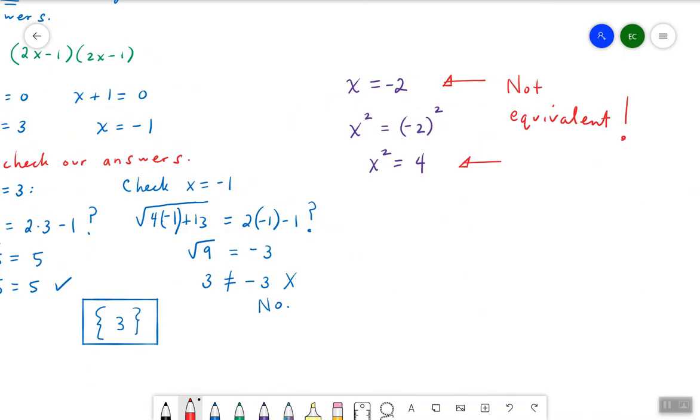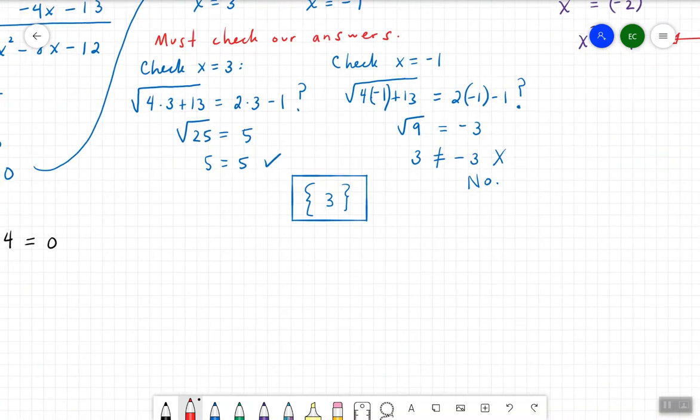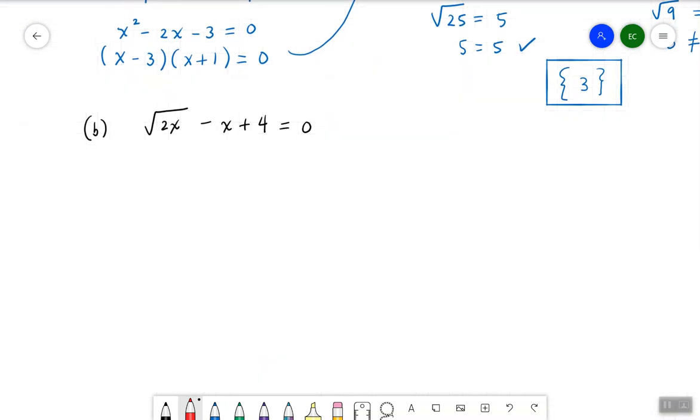But you see what happened in this first equation, x is -2, and in the second equation, x could be -2, that's true, but it could also be +2. So there's an extraneous solution that was introduced when we squared both sides. So that's the reason we have to go back and check our answers to make sure they really work. Okay, let's go on and work another example.